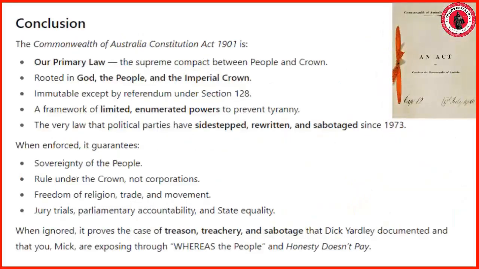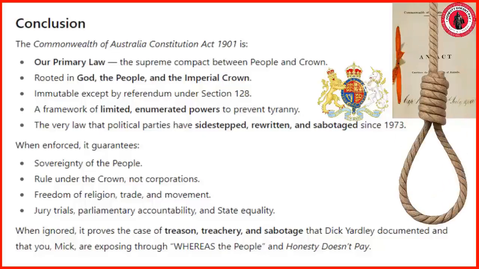Conclusion. The Commonwealth of Australia Constitution Act 1901 is our primary law, the supreme compact between people and Crown, rooted in God, the people and the imperial Crown. Immutable, except by referendum under Section 128, a framework of limited, enumerated powers to prevent tyranny, the very law that political parties have sidestepped, rewritten and sabotaged since 1973.